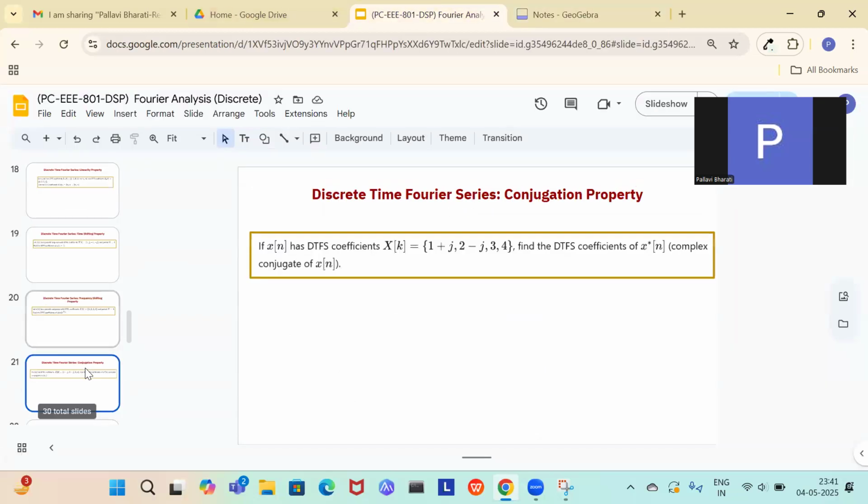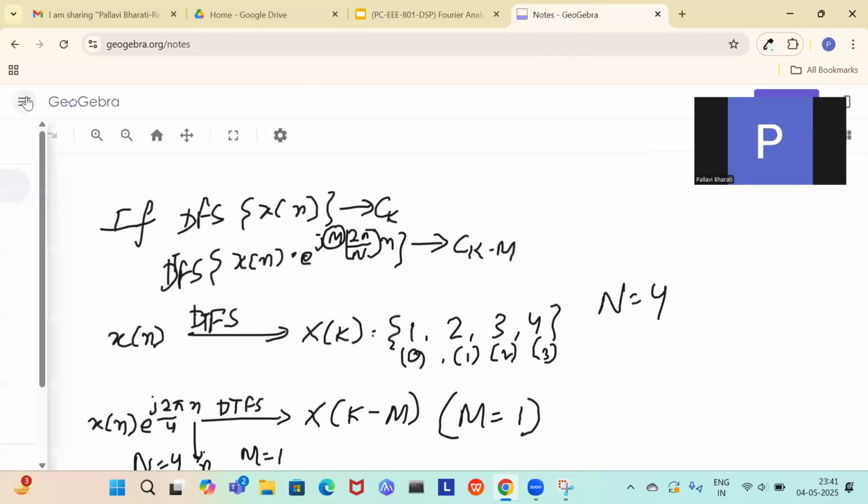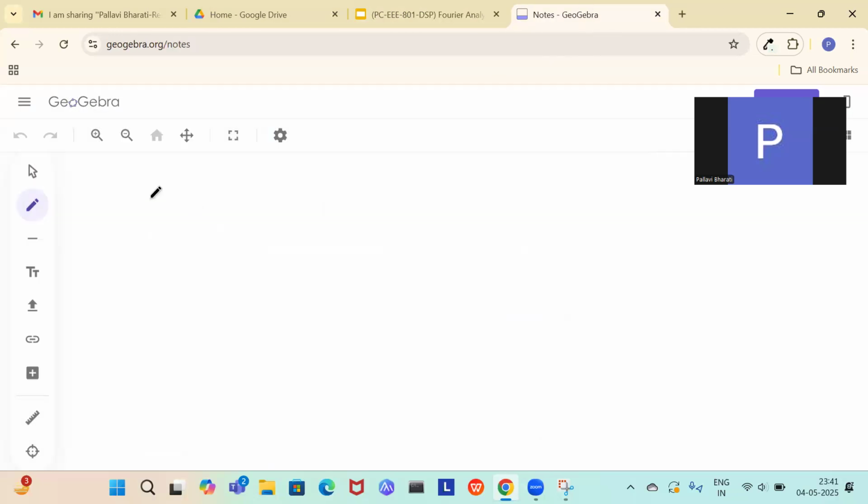Now let's move on to the next property, which is the conjugation property. The conjugation property is very straightforward. In the conjugation property itself, we will also tell you the time reversal property, because in conjugation both are happening.